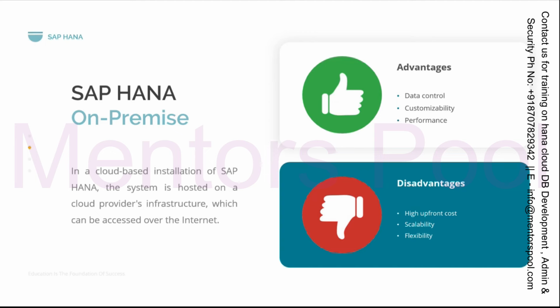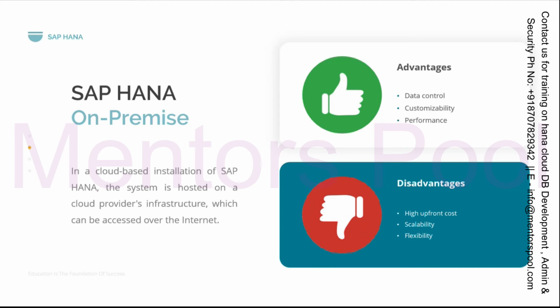Starting with data control. With an on-premise installation, companies have full control over their data, including data security, privacy, and compliance. This can be especially important for companies that handle sensitive or regulated data, as they can implement their own security measures and ensure compliance with their specific industry or company requirements.